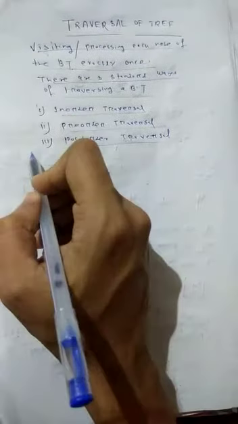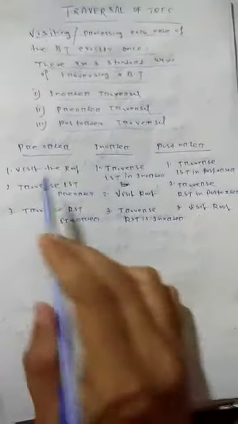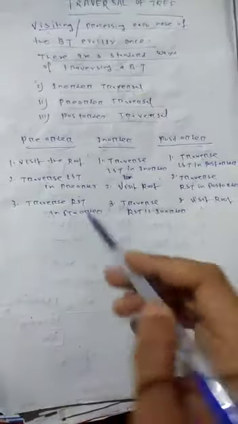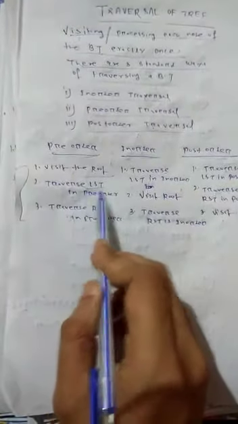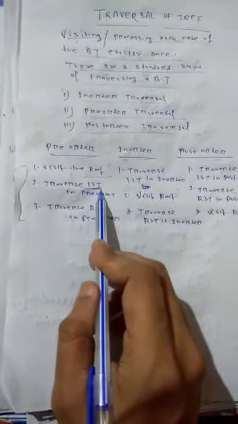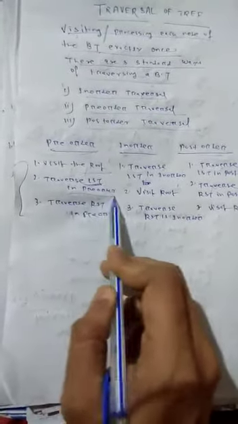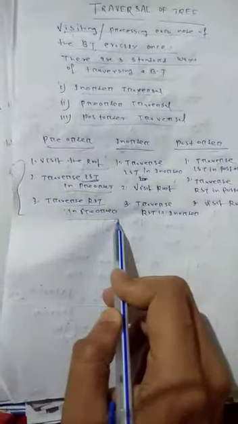Suppose I am writing here the steps of the three traversal techniques. First pre-order, then in-order and then post-order. Each traversal has three steps. For pre-order: visit the root first, then traverse the LST, the left subtree, and then the RST, the right subtree. That is, traverse the left subtree in pre-order, then traverse the right subtree in pre-order.